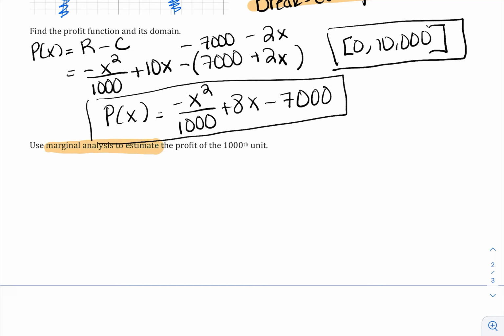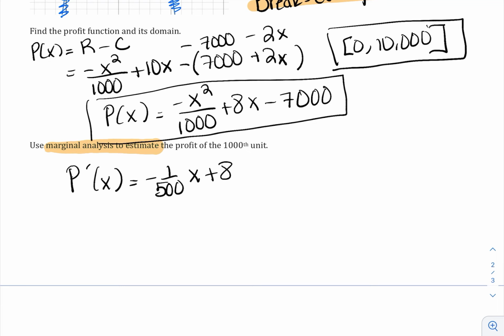So first of all, because it's saying marginal analysis, we need to find the derivative. We already found the derivative of negative x squared over 1,000. It was negative 1 over 500x. The derivative of 8x is 8. And the derivative of minus 7,000 is 0. And then this is when it gets tricky. So let's see if you remember from the last video.